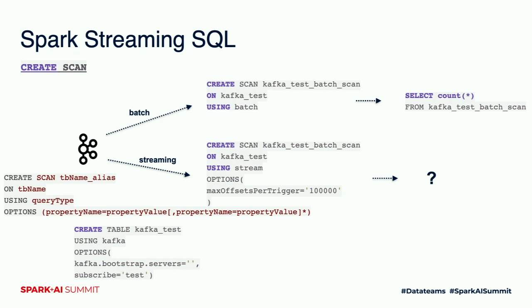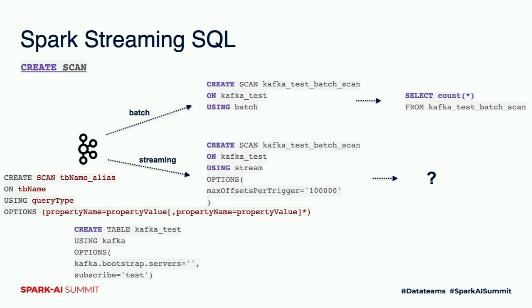Here is the scan detail syntax. Create scan table name alias on a data source table and set the query type by the keyword using. Additionally, we can also set runtime parameters of this scan in the option clause, such as max offset per trigger. Create scan is a temporary runtime view on top of the data source table. It is not saved in Hive metastore. It will be deleted after the Spark session exits. Create scan can't be used to define a target table.